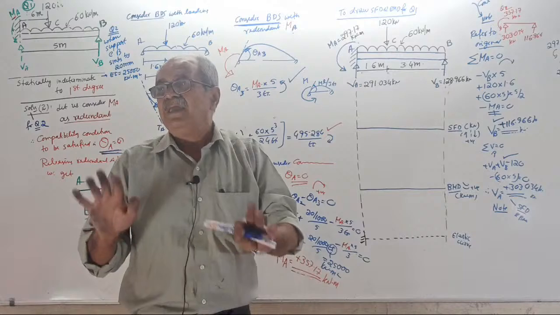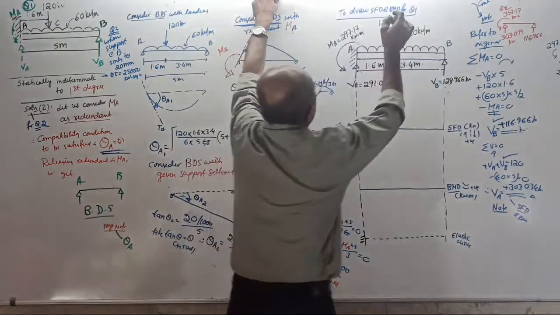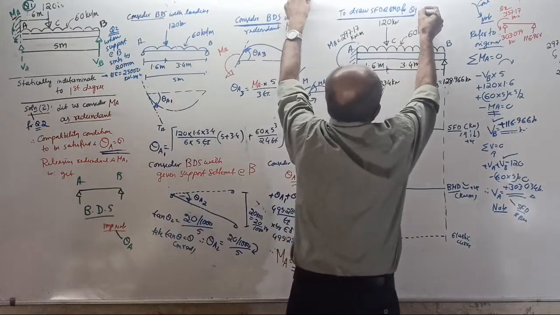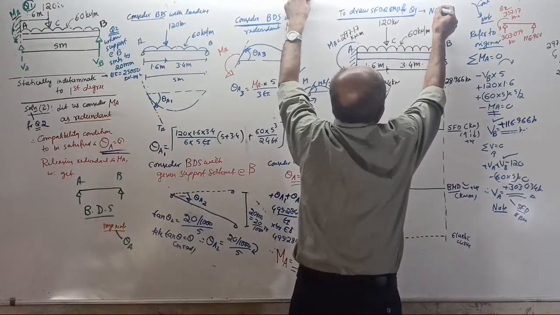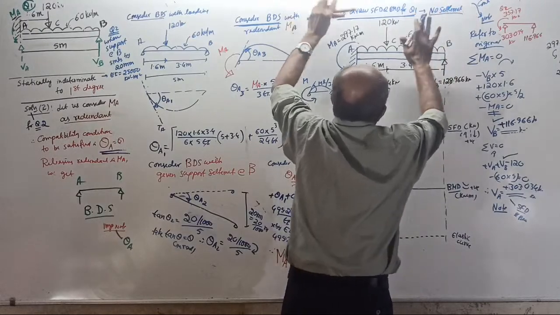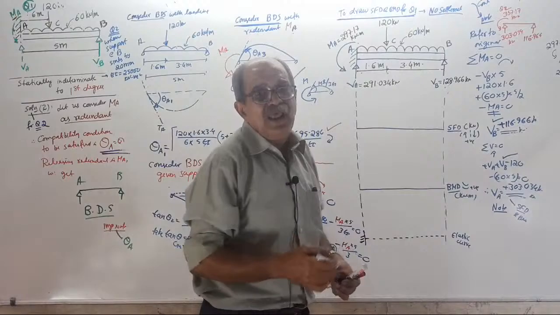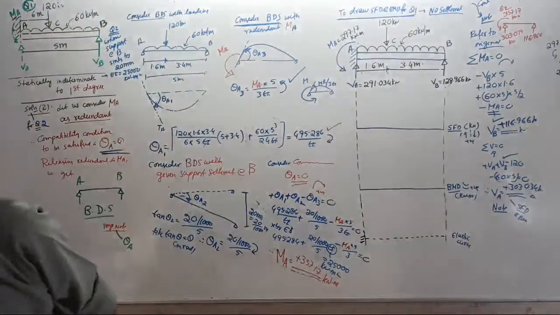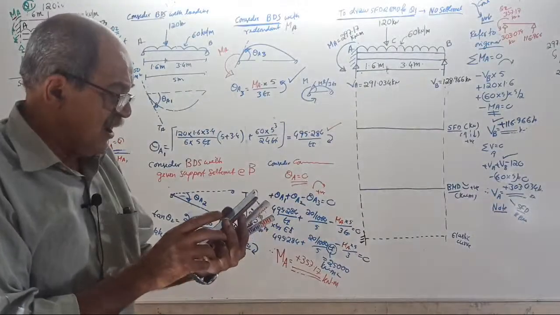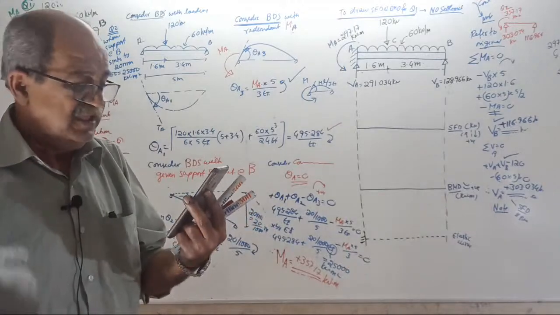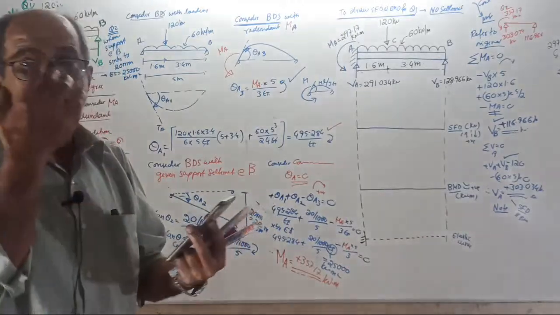I will draw SFD-BMD. First, I will draw SFD-BMD for question 1. Question 1 is when there is no settlement. Clear? This I already told you. Shall I go for SFD-BMD now? You should make a fair copy systematically. Shall I go to SFD-BMD?